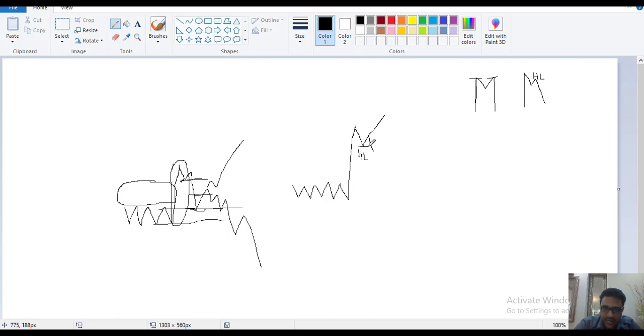When it breaks this area, there is a huge possibility that it would go down to this range. There is a very, very good probability that it will go down from here to this area. Why so? Because we know there is a huge gap here. There is a huge gap, right? So either you can do this, you can sell from this area.